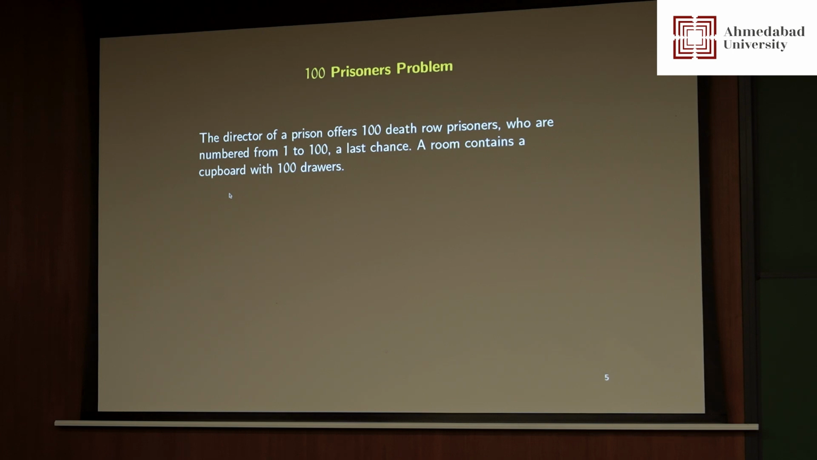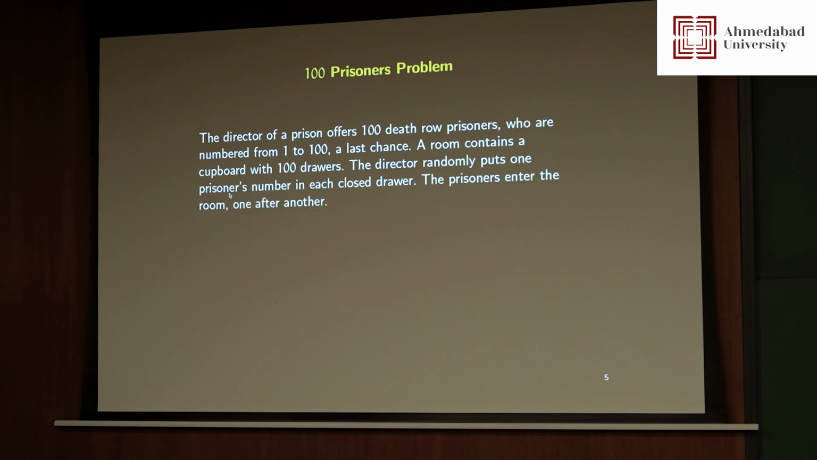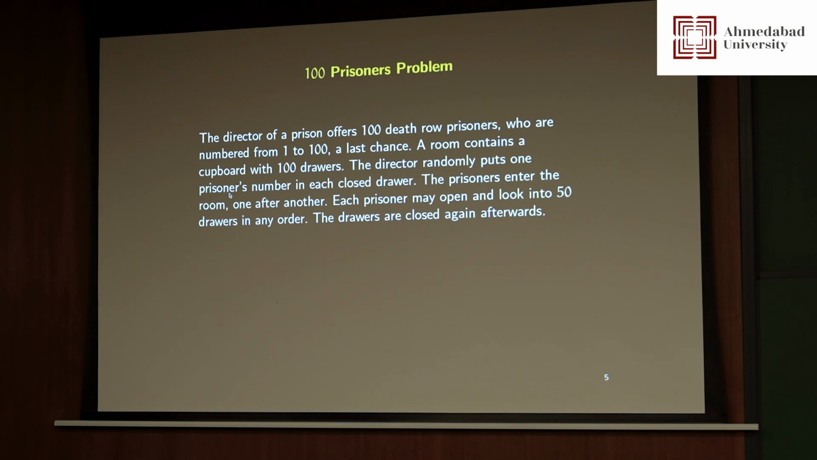He calls the prisoners to a room, and the room has 100 drawers, and the director randomly puts one prisoner's name in each drawer. So each drawer will contain one name, and that name will be of one of the prisoners out of these 1 to 100 prisoners. Now the prisoners are allowed to enter the room one after the other, and each prisoner may open and look into 50 drawers in any order. So they can pick the first 50, or they can pick the last 50, they can pick the even numbered drawers, they can pick the odd numbered drawers.